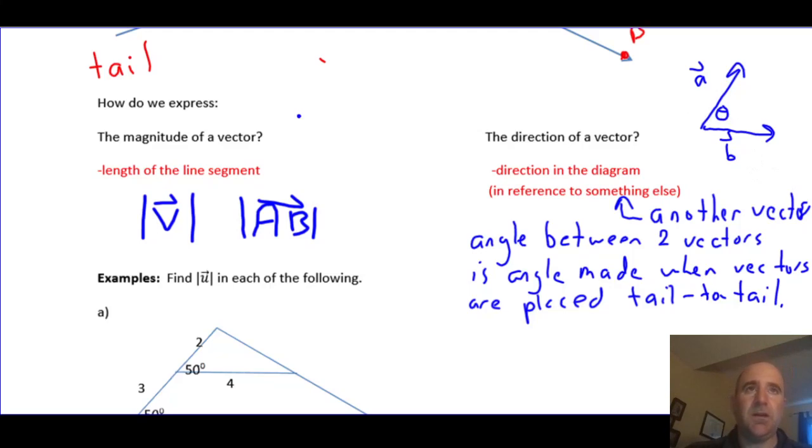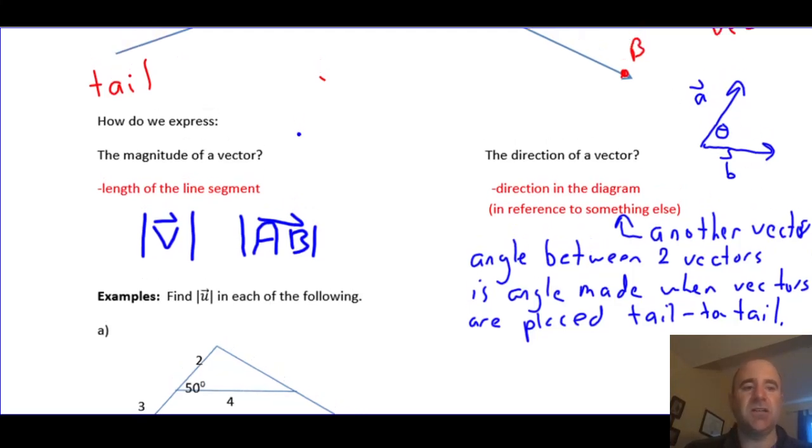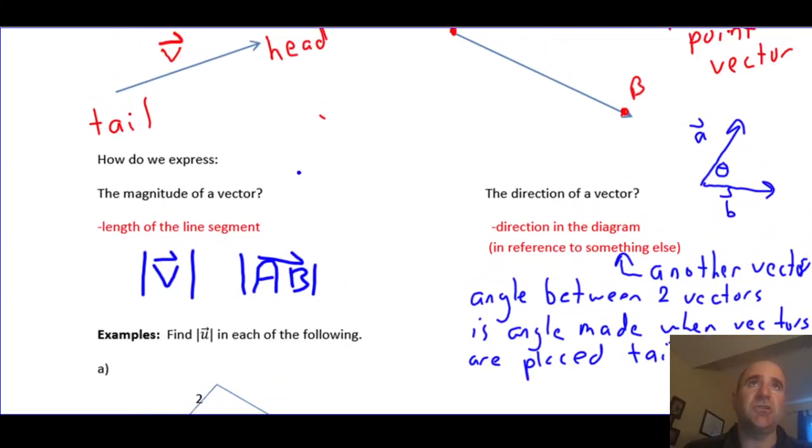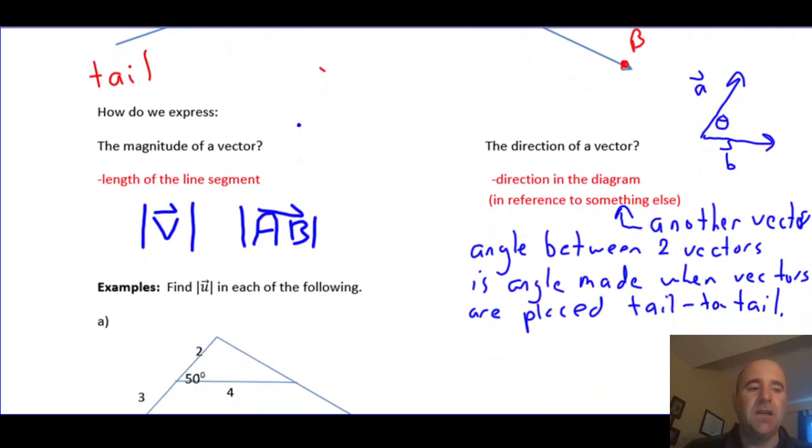Now notice that vectors have magnitude and direction. They do not have position though. That means you can move a vector wherever you want it to be. So any two vectors, even if they're not drawn tail to tail, you can move them so that they are tail to tail, because they don't change when you move them. They don't have a position on the page. They just have magnitude and direction. So just keep that in mind. It's very important. I'll try to remind you about that as we go on: the angle between two vectors is the angle made when they're placed tail to tail.